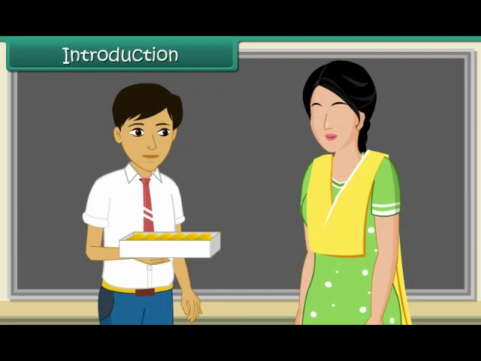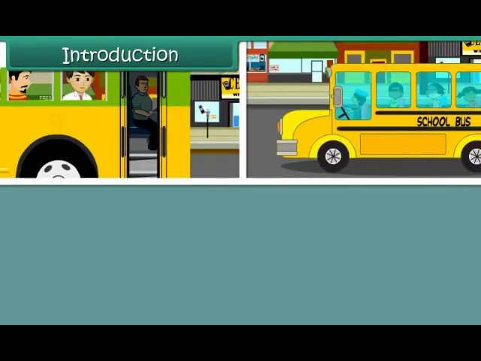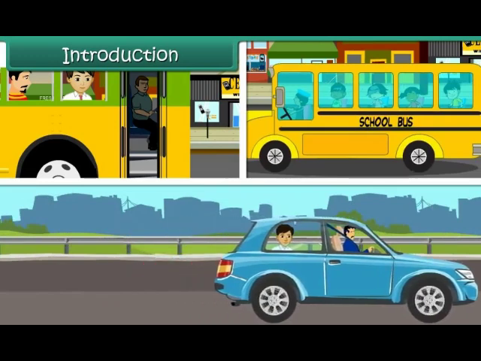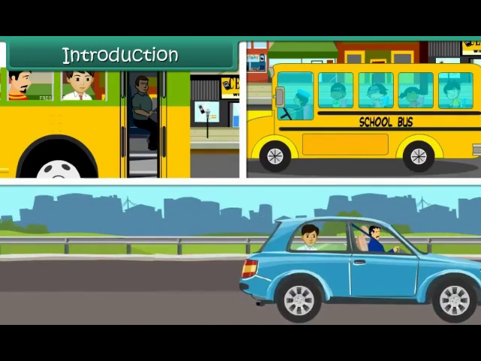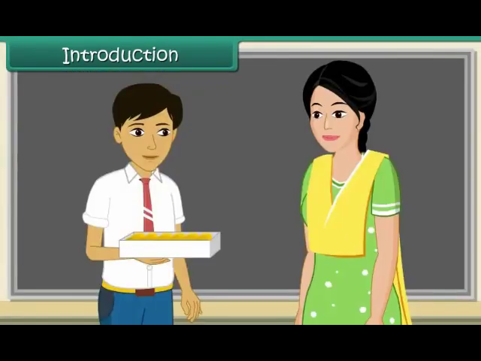We all travel every day to come to school. Some of us come by bus, some by the school bus, and some by their own cars. But have you thought about what was used by people earlier to travel from one place to another? Bullock carts and tongas. Good. Let us look at some modes of transport used in the early days.